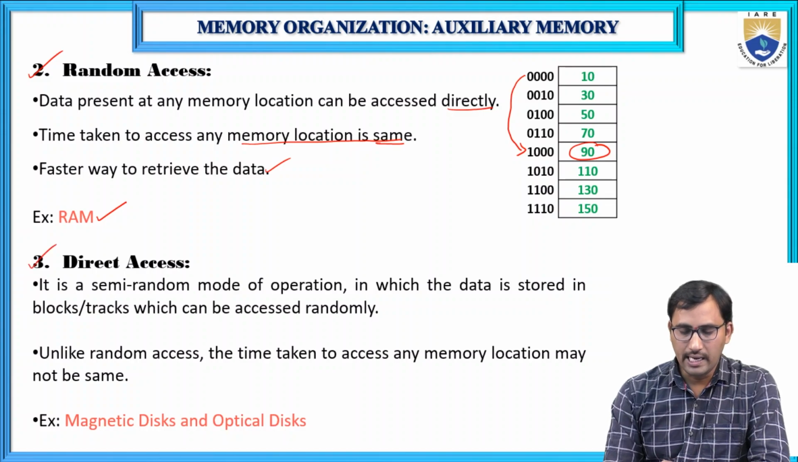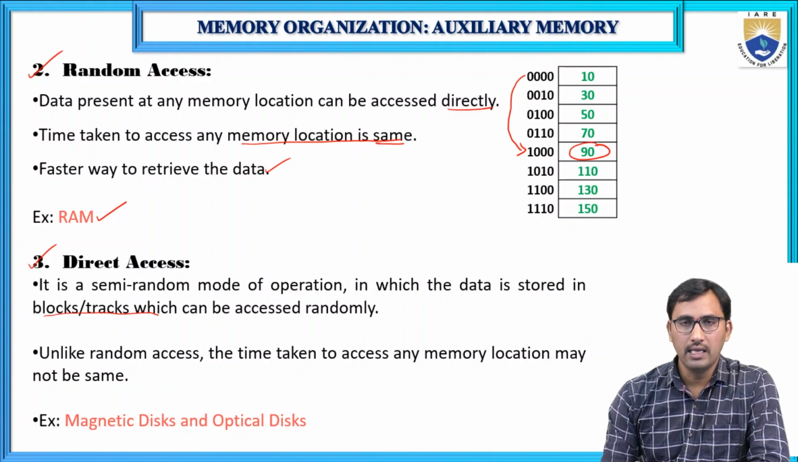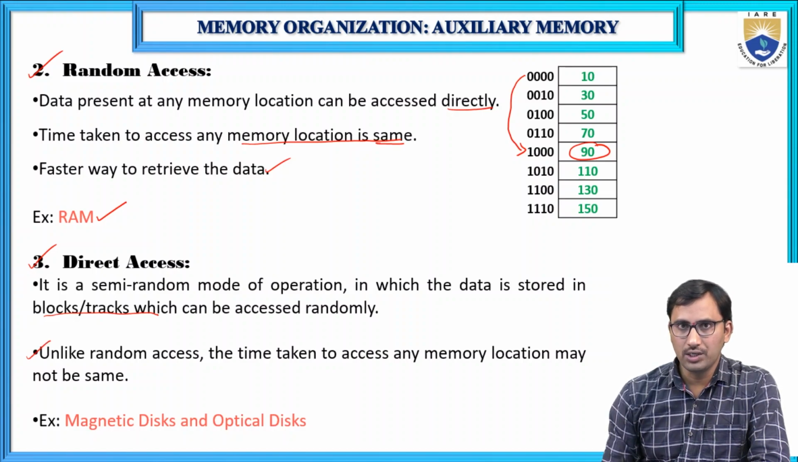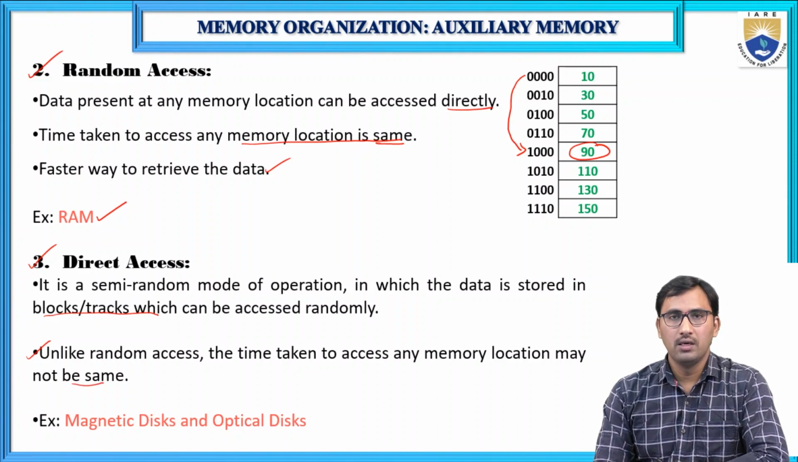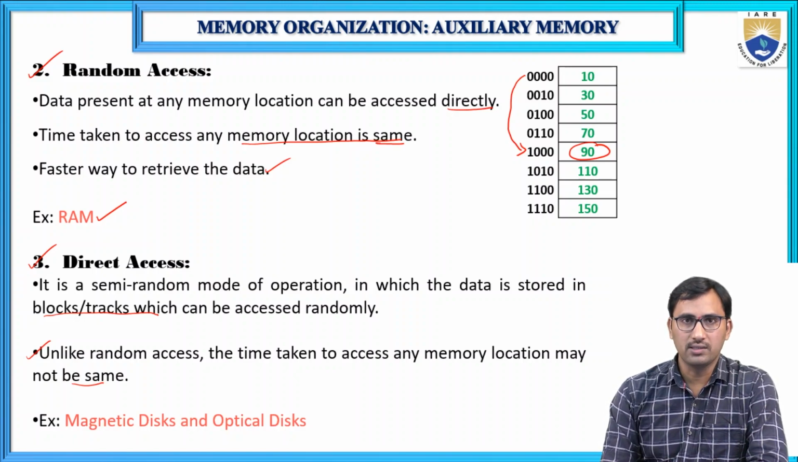And the third one, direct access. It is a semi-random mode of operation in which the data is stored in blocks or tracks which can be accessed randomly. But unlike random access, the time taken to access any memory location may not be the same. Previously in random access, the time to access data from any memory location is the same, but here it is different. Examples are magnetic tapes, magnetic disks and optical disks.